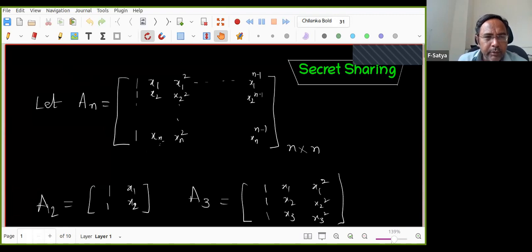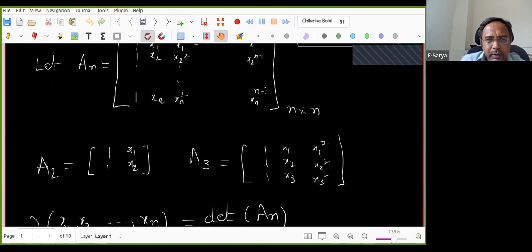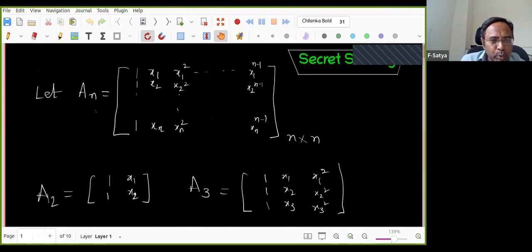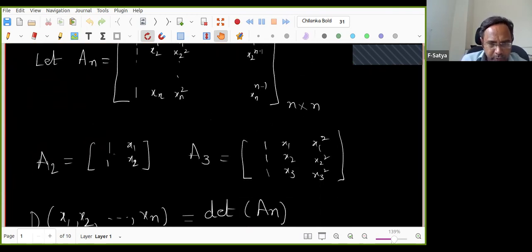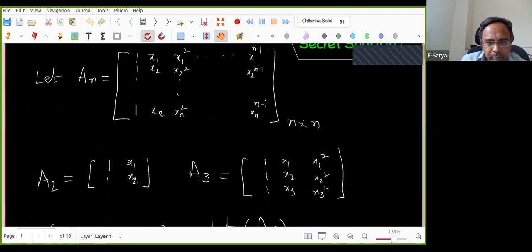We define A_n as an n by n matrix. The first column is 1, and the second column is x1, x2, up to xn. The third column is x1 square, x2 square, and so on, xn square. The last column is x1 power n minus 1, x2 power n minus 1, and so on, xn power n minus 1. Otherwise, you can think of the first row as 1, x1, x1 square, up to x1 power n minus 1, right? For example, if n is equal to 2, it is 1 x1, 1 x2, correct?